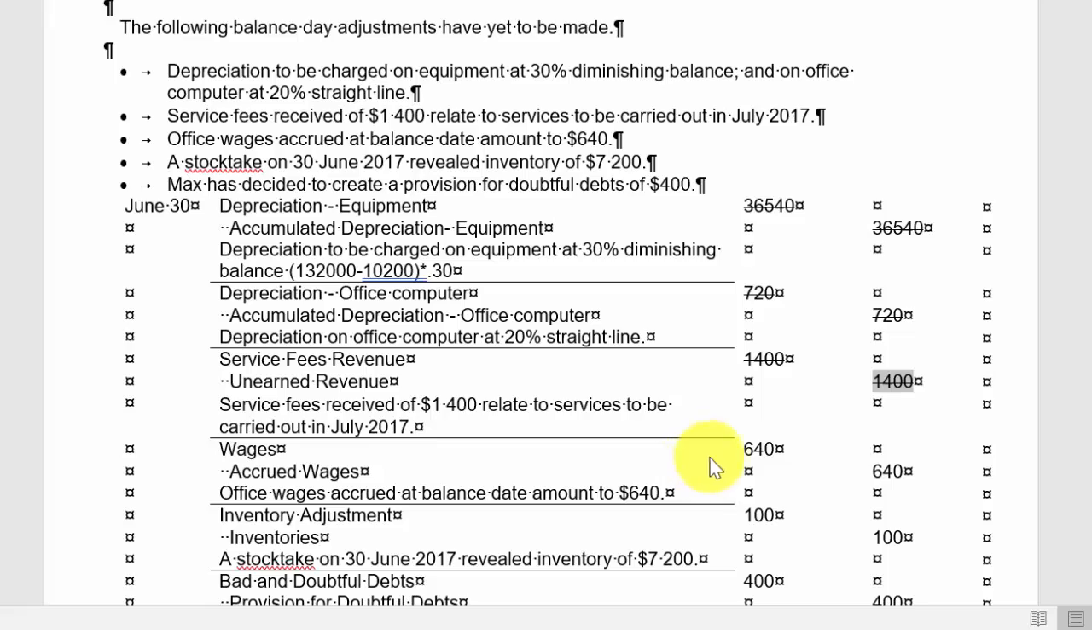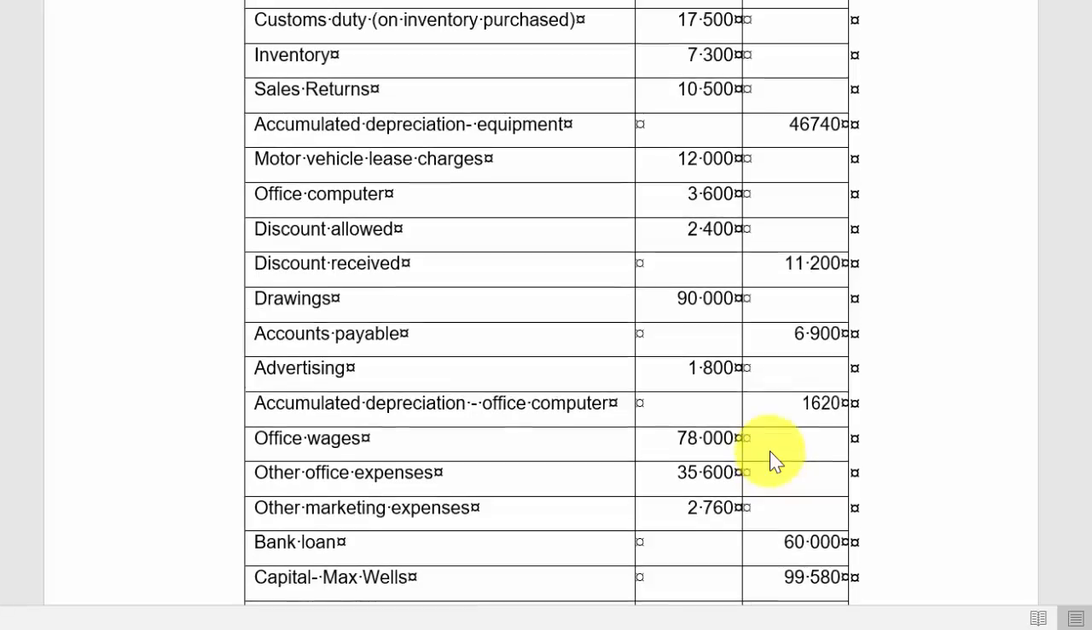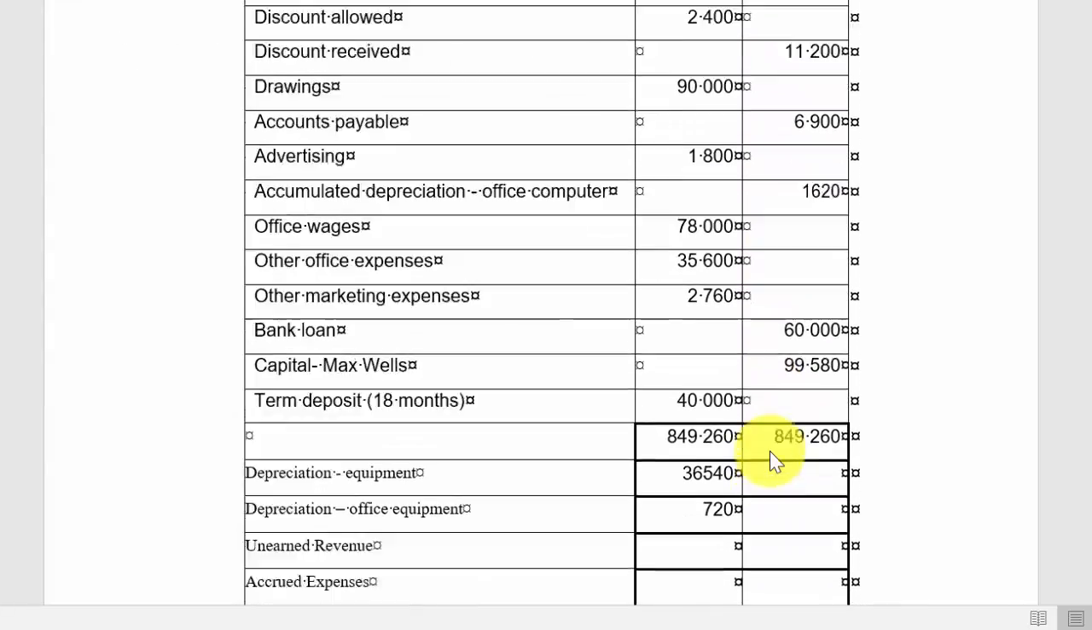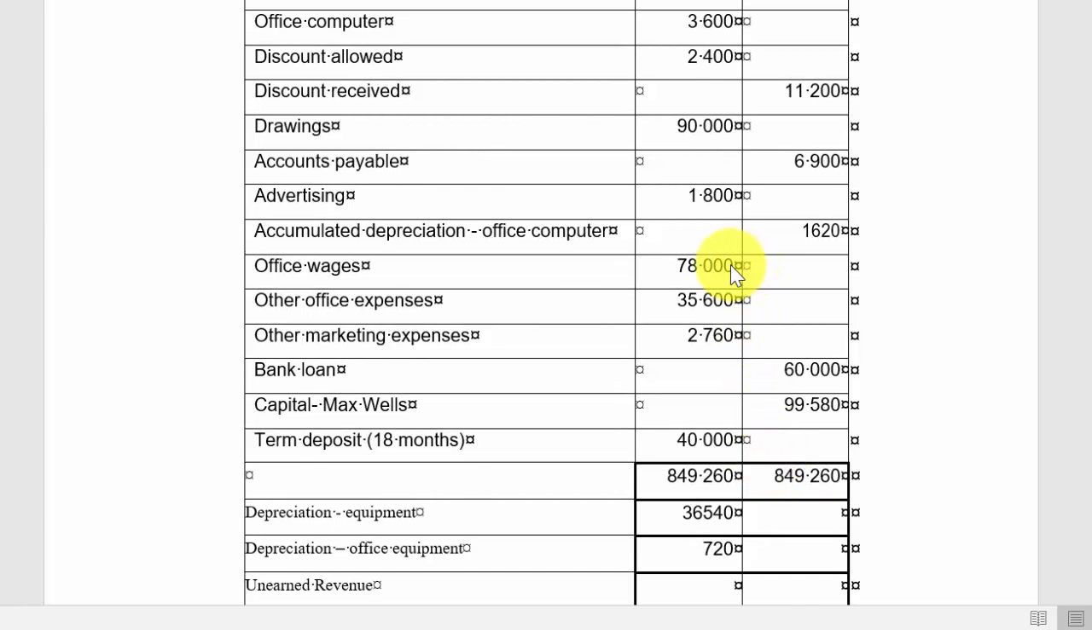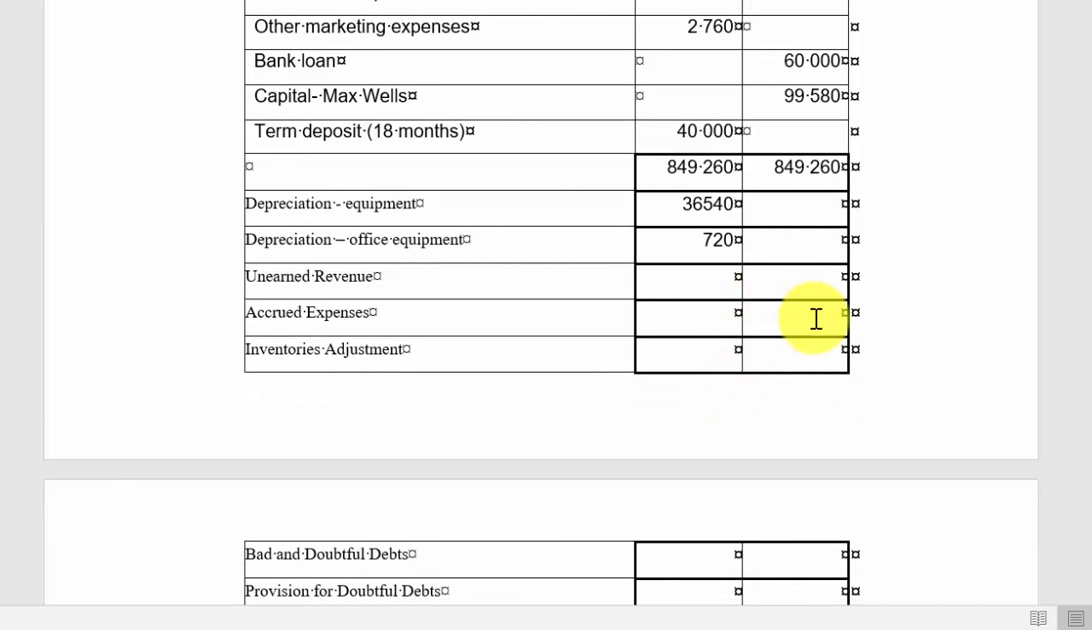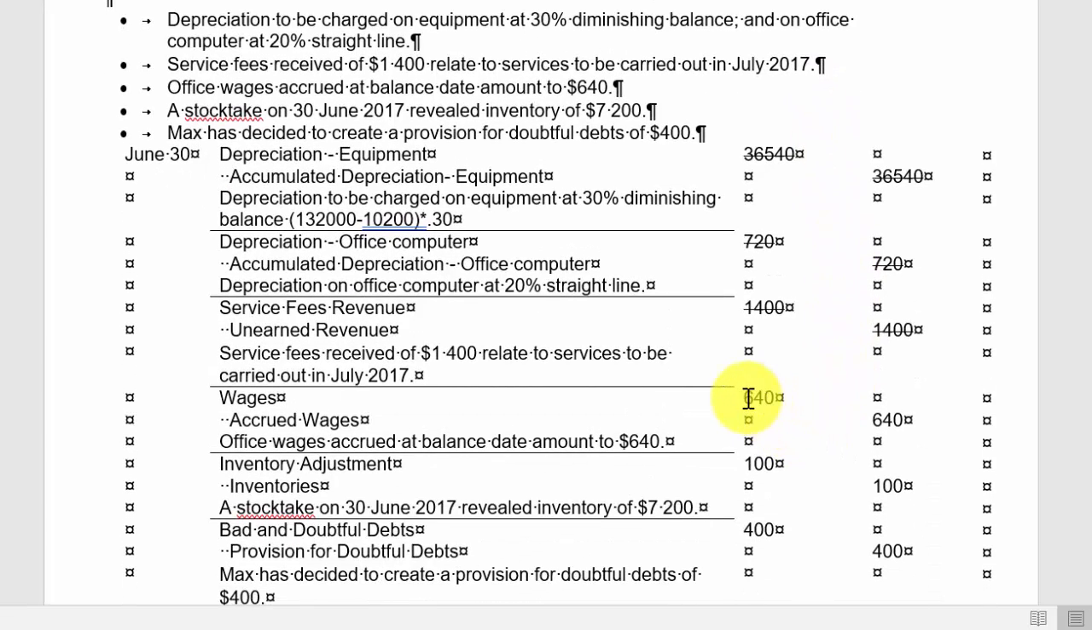The next item on the agenda is to deal with the wages. Wages $640, that needs to be increased by that amount. I'm just looking for them up here. There they are. I'll add them on, 640, and I've got an accrued expense for 640. Forgot to put that in. So I've got those two items sorted.